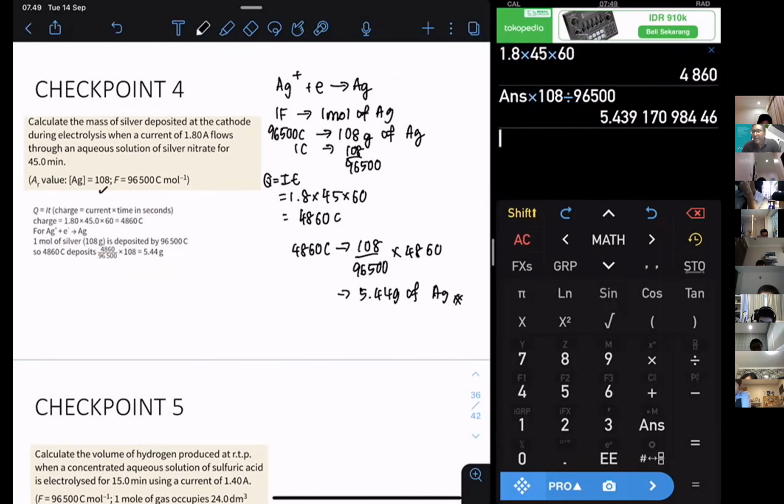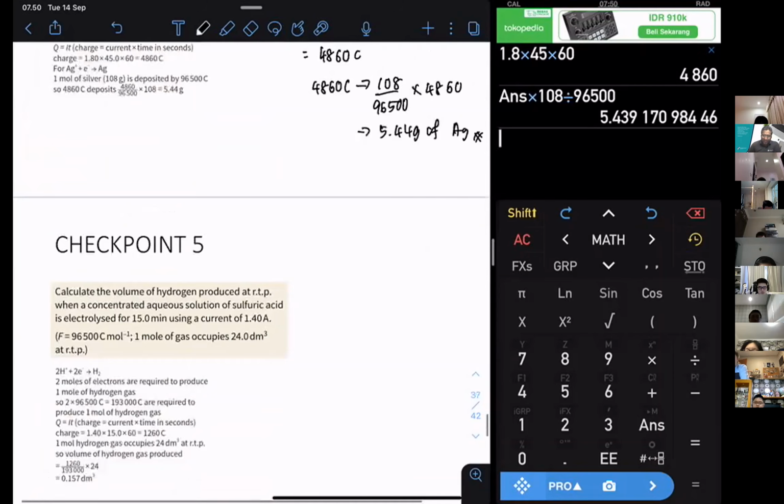Quite simple. Once you get the hang of it, everything is going to be simple. But you see, there are 2 types of questions over here. One is something that is being deposited, or something that is lost, where the mass is being lost. Another type of question is related to volume, where 1 mole is going to occupy 24 dm cube, and so on. So it will always be repeating with these 2.